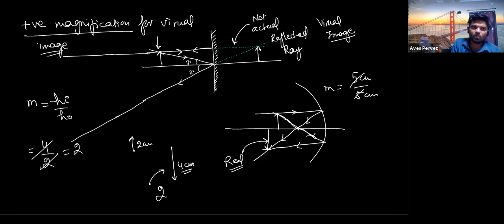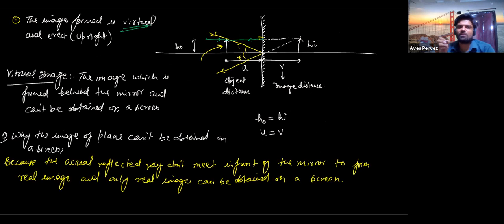So tell me, what would be the magnification formed by the plane mirror? What would be the magnification formed by the plane mirror? 1. Positive 1 or negative 1? Positive.